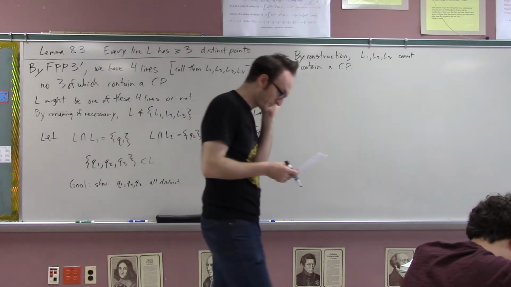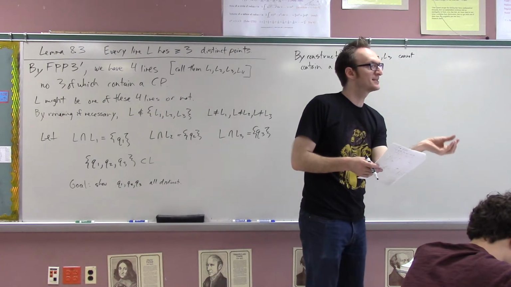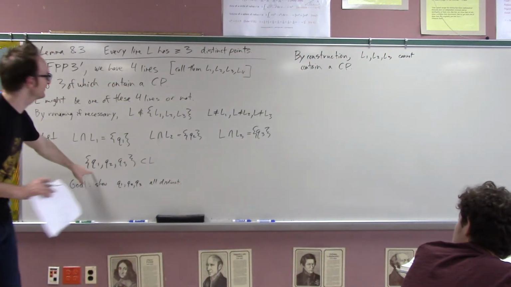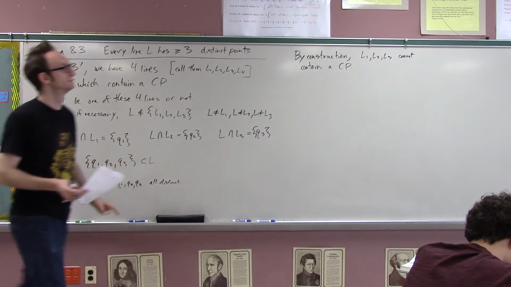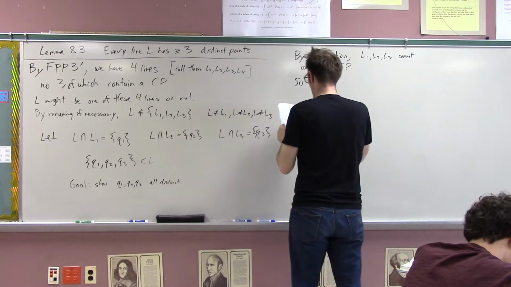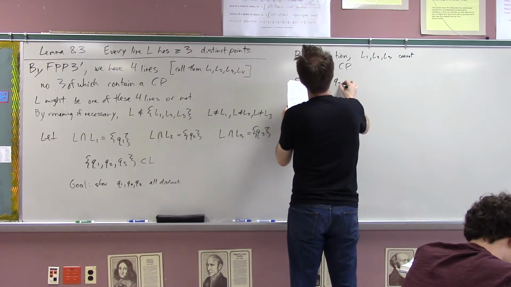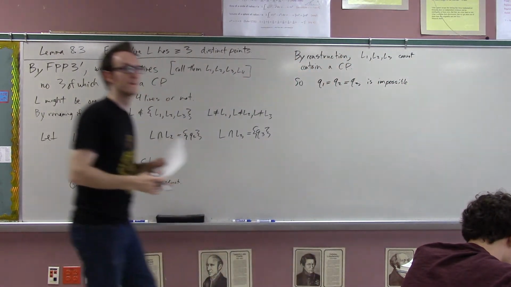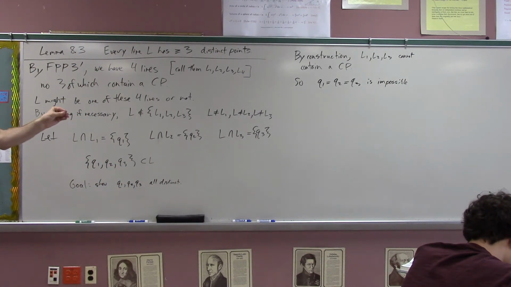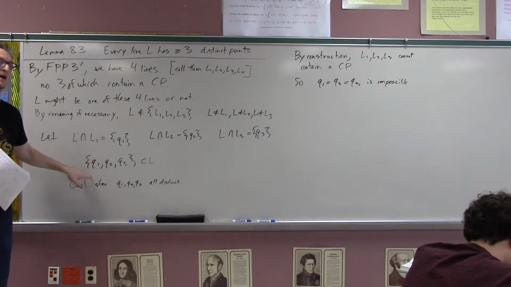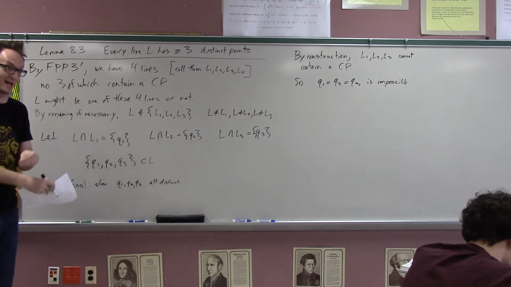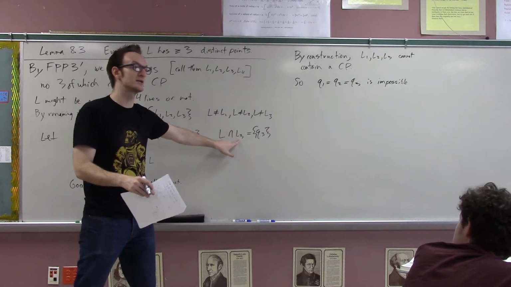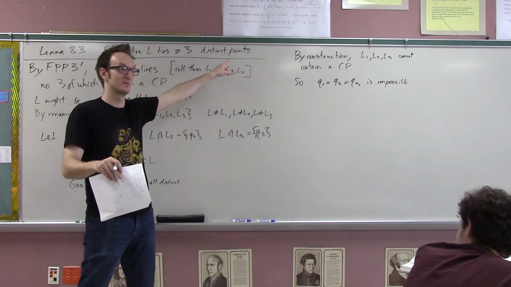Okay, so here's where it gets abstract again. Since there is not a point which is on all 3 lines, it is therefore impossible for all 3 of these points to be the same point. Q1 equals Q2 equals Q3 is impossible. I'm trying to show that all 3 of these are distinct. First of all, I'm ruling out the case that all 3 of them are the same. They can't all be the same, because if they were, then L1, L2, and L3 would all intersect at that point. And they don't.